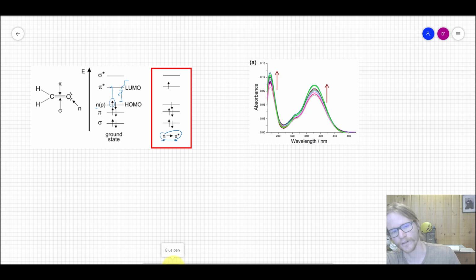That electron is then going to fall back down, and it's going to dissipate energy in any number of ways, which I'll talk about in a little bit.